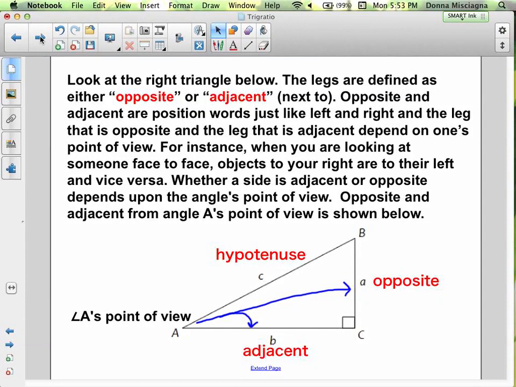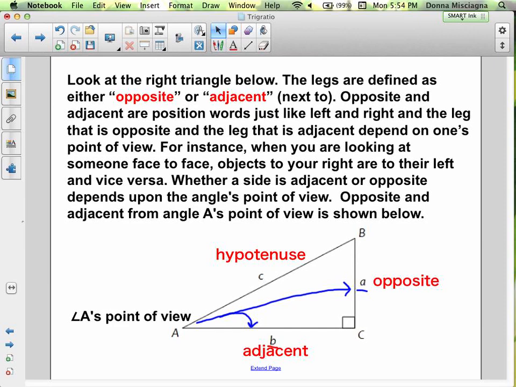So opposite and adjacent from angle A's point of view is shown below. Notice that opposite angle A is side A. So side A is opposite angle A. The other side, the one that's not opposite, is side B, right? That's the other leg in the triangle. It's not opposite angle A, so it's adjacent. How will you know it's adjacent? It basically makes up part of that angle, right? So angle A there is made up by side B and side C, where those two sides intersect.